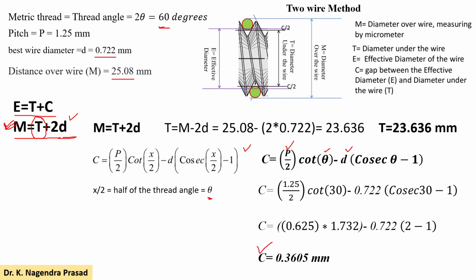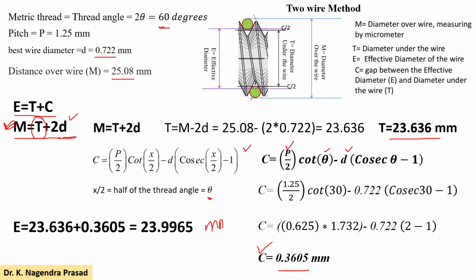So we know the C value and T value. So effective diameter is E equals T plus C. Then substitute the T value, which is 23.636, and the C value, which is 0.3605. Then capital E equals 23.636 plus 0.3605, which is 23.9965 mm. So effective diameter capital E is 23.9965 mm.